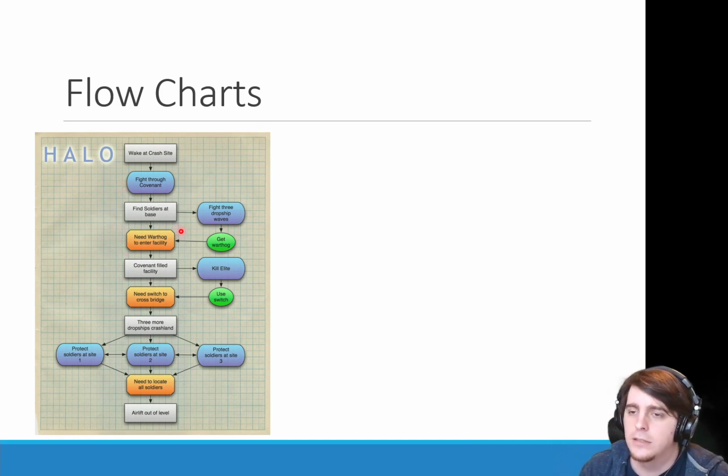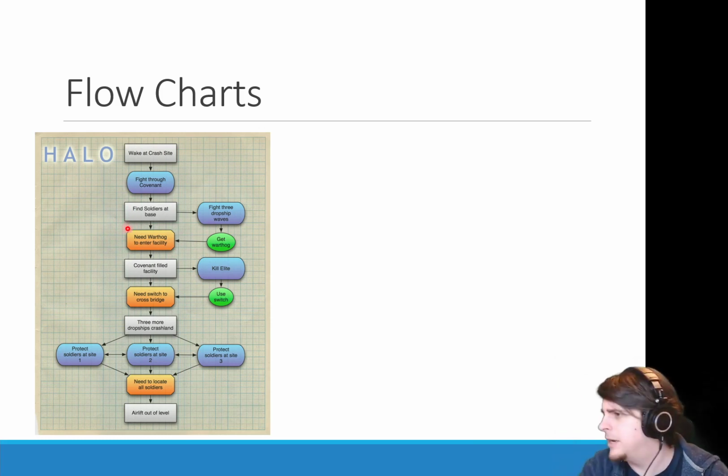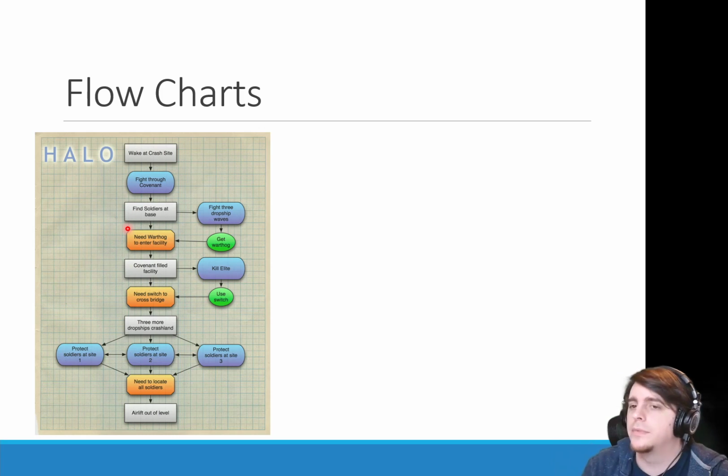These orange boxes here, and again, format is up to you, but I'm explaining this in the context of Halo. These orange boxes are indicative of areas where there are locks or other requirements that need to be met. So in this case, a player would need a vehicle in order to enter a facility. So in order to get that vehicle, they have to engage with a group of enemies, get some objective, and then return.